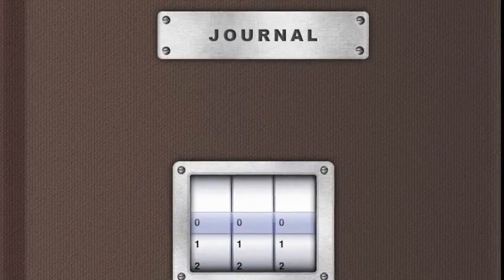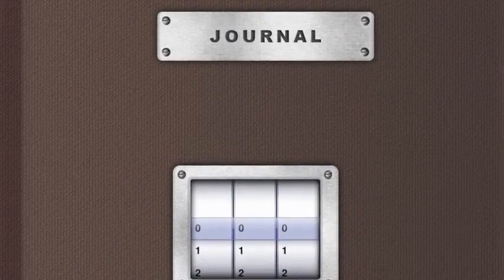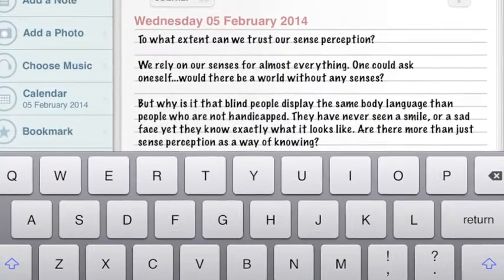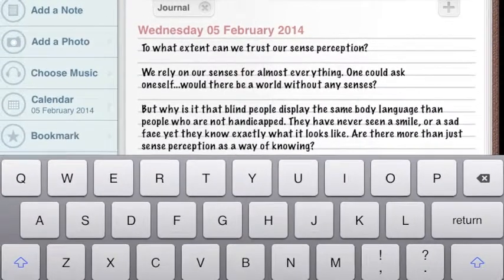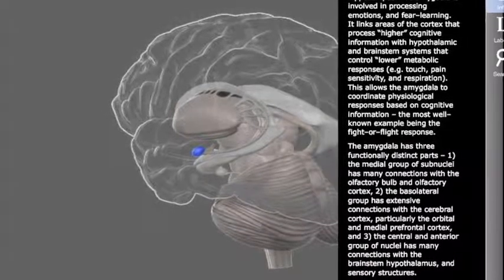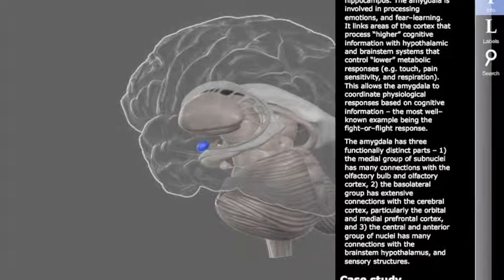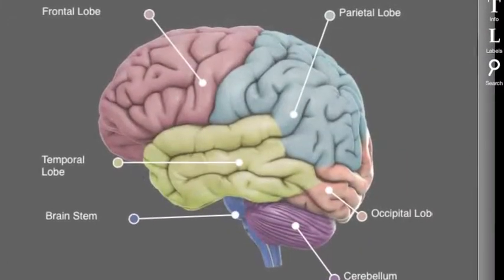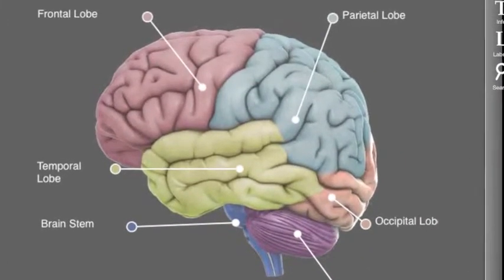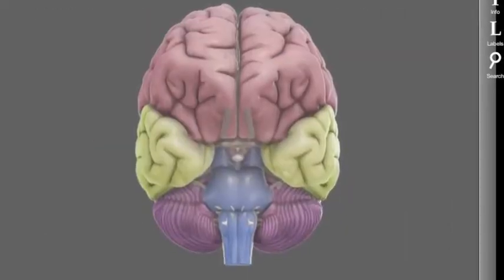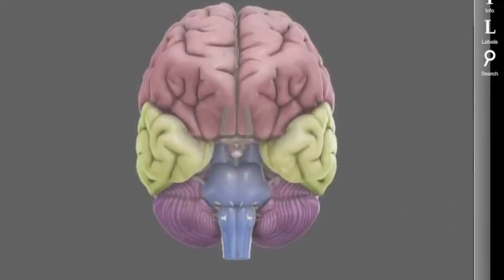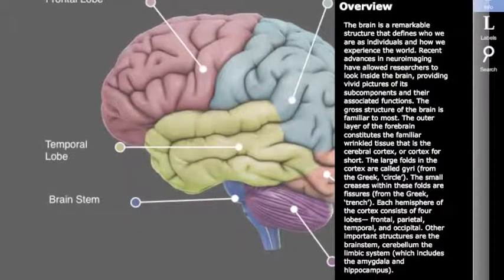Students can keep private online journals for personal reflection or reflections on subject matters. Certain apps, for example 3D Brain, provide students with three-dimensional views of the brain. This is very useful when studying the biological level of analysis in psychology.